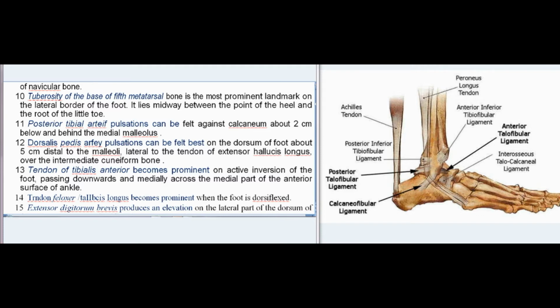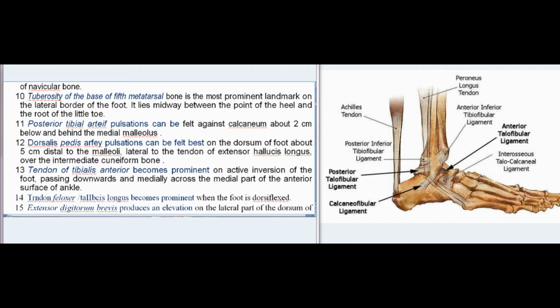16. Tendon of tibialis anterior becomes prominent on active inversion of the foot, passing downwards and medially across the medial part of the anterior surface of ankle. 17. Tendon of extensor hallucis longus becomes prominent when the foot is dorsiflexed.